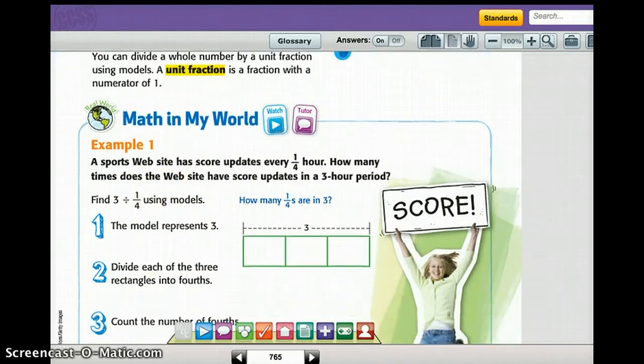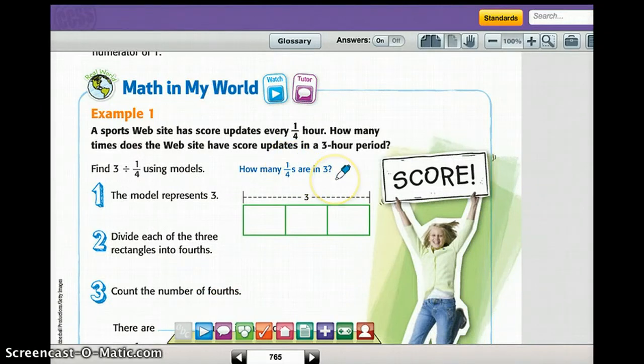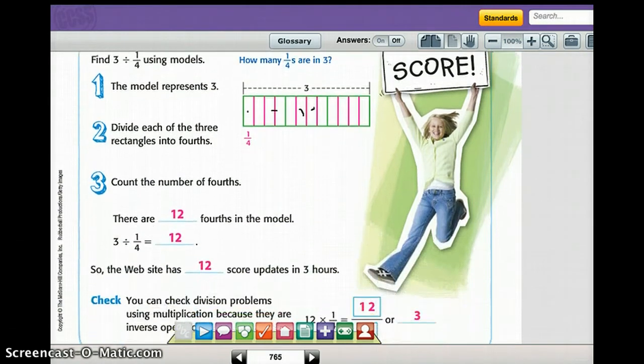So one way of looking at it would be, like he was talking about at the end of the video, thinking of how many 1/4s are in 3 wholes. So here's the 3 wholes, and you can divide each of these into 4ths, like that. So then we have to figure out how many 1/4 pieces are in these wholes. So you would just count them. 1, 2, 3, 4, 5, 6, 7, 8, 9, 10, 11, 12. So there are 12 1/4 pieces in 3 wholes.